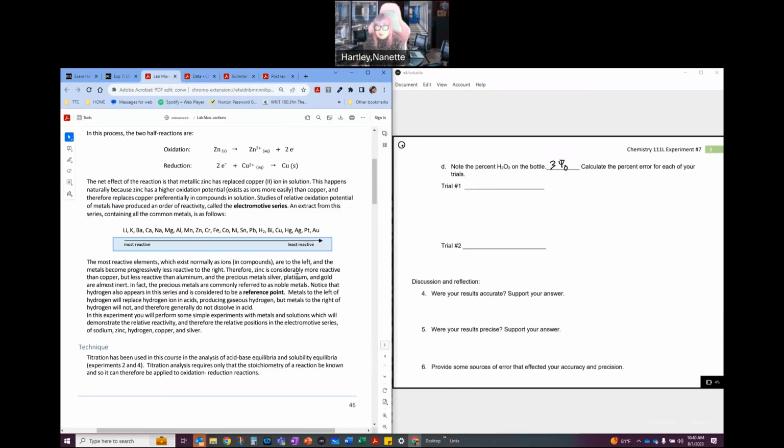Calculate the percent error for each of your trials. And this is going to be big. All right, so your percent error is given by your actual minus your theoretical, over the theoretical, times 100. My actual is the calculation I did. The theoretical is the 3%. Okay, so they're going to be big errors. Understand that that is the case.